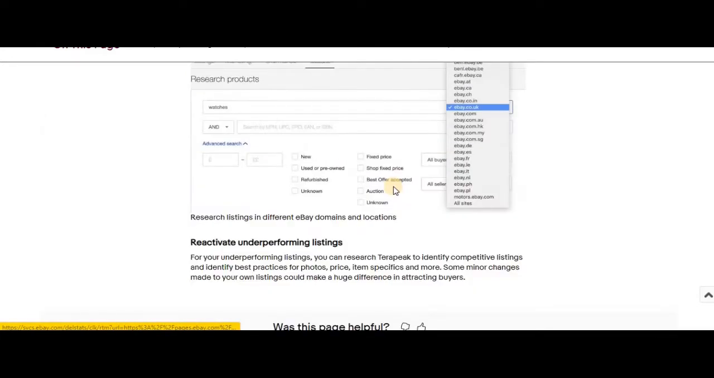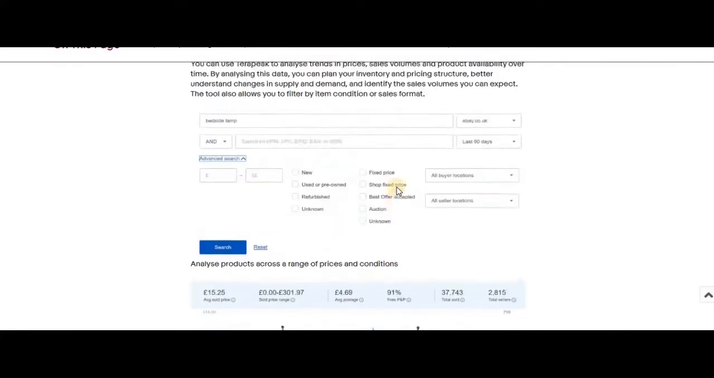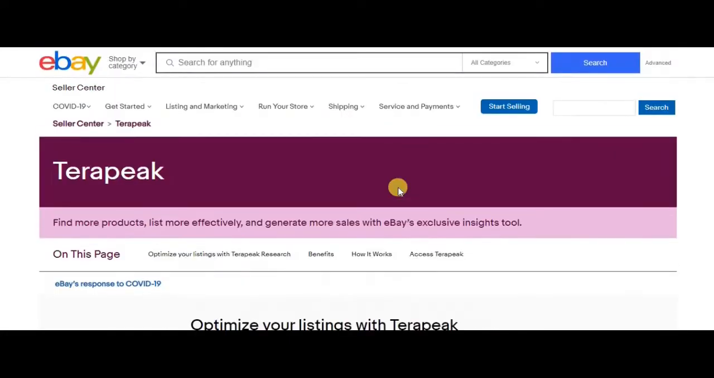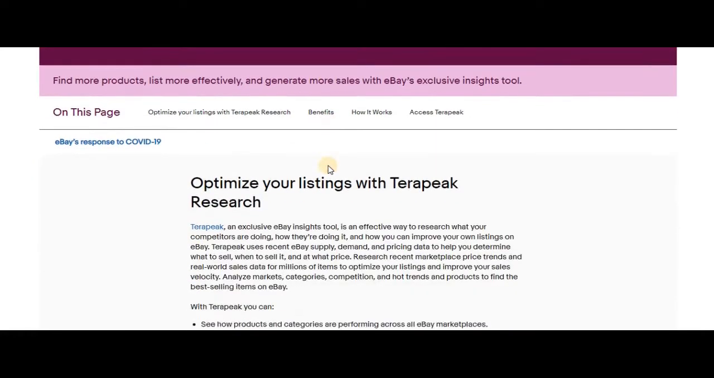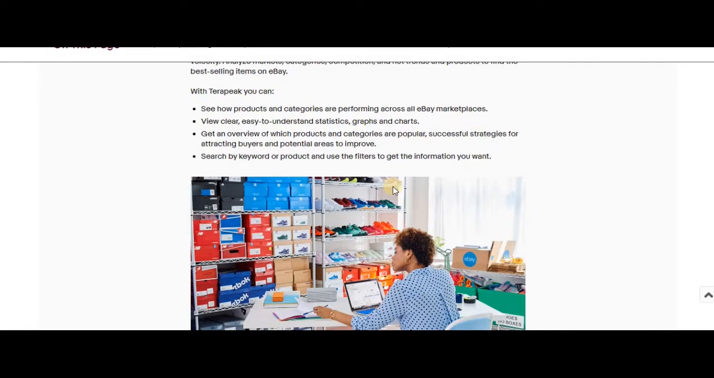New Terapeak features coming in early spring. Unsold listing indexing and sell-through rate. Aggregate metrics for active listings. Listing report for active listings. New Terapeak features coming in late spring. Multi-user account access for Terapeak research. Data visualizations for active listings, price and category distribution.